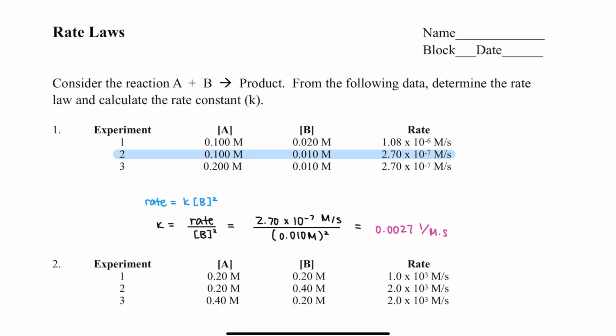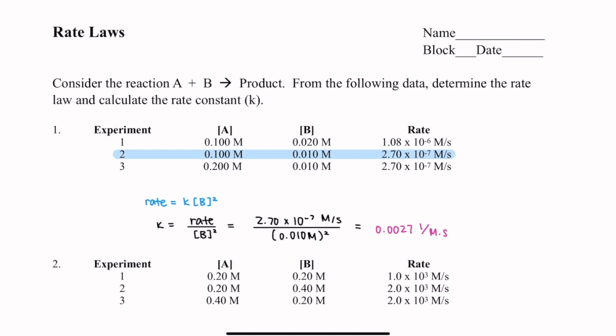Now the final step is to solve for the rate constant K, and in order to do so, you have to plug in the values for the rate and the concentration of B from any of the three experiments in the data table, and it doesn't matter which one you use as long as all the values are from the same experiment. In this case, I'll just use the value from experiment 2, which is highlighted. So the rate is K times the concentration of B squared. To solve for K, you know that it's this. And plugging in the values from experiment number 2, the answer is that K equals 0.0027.